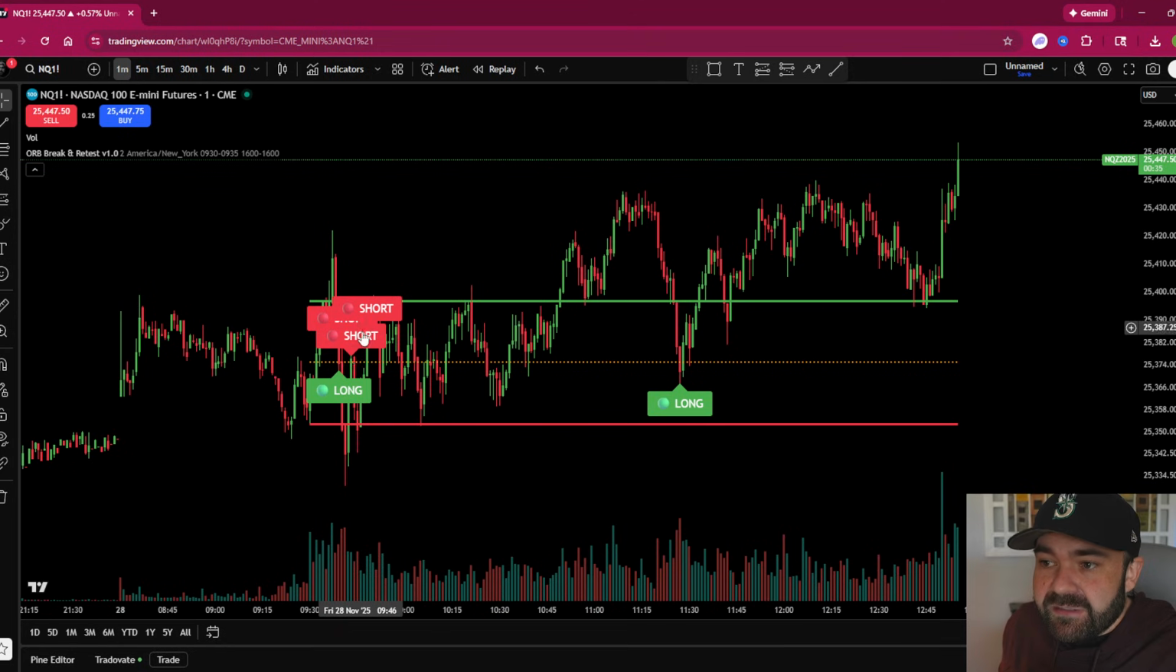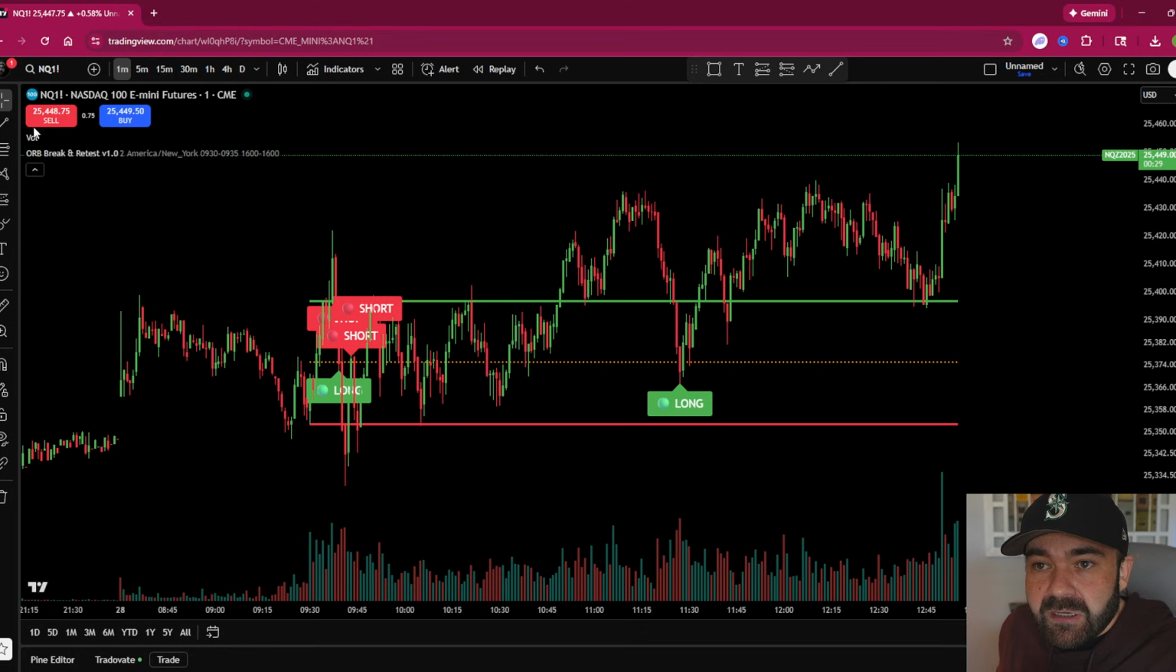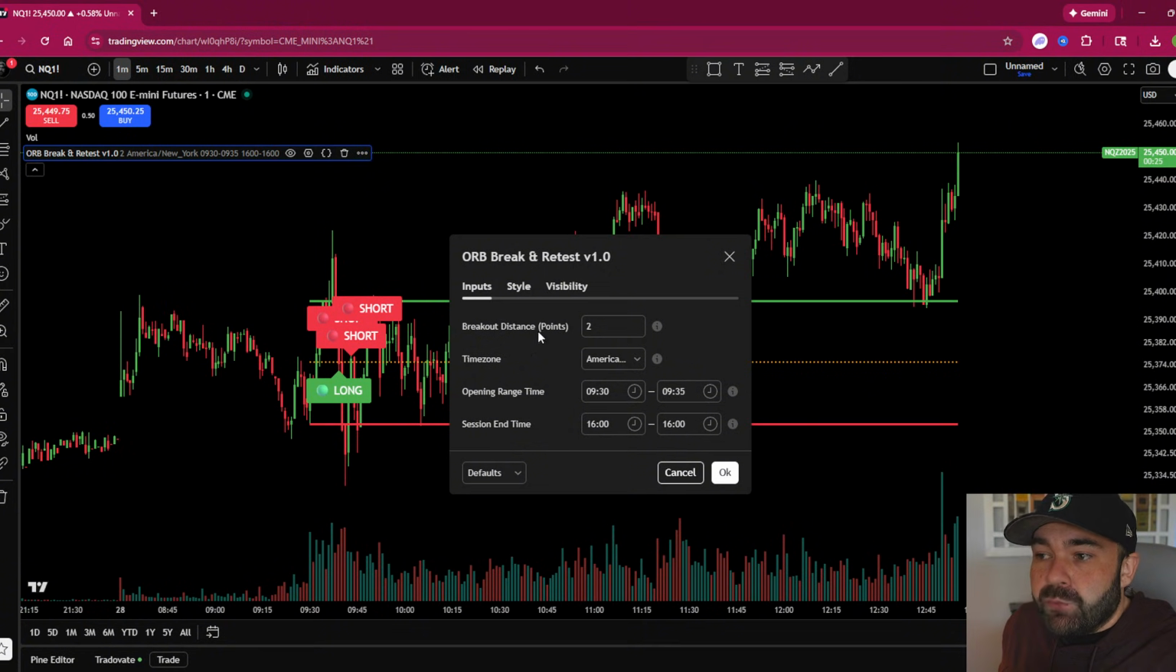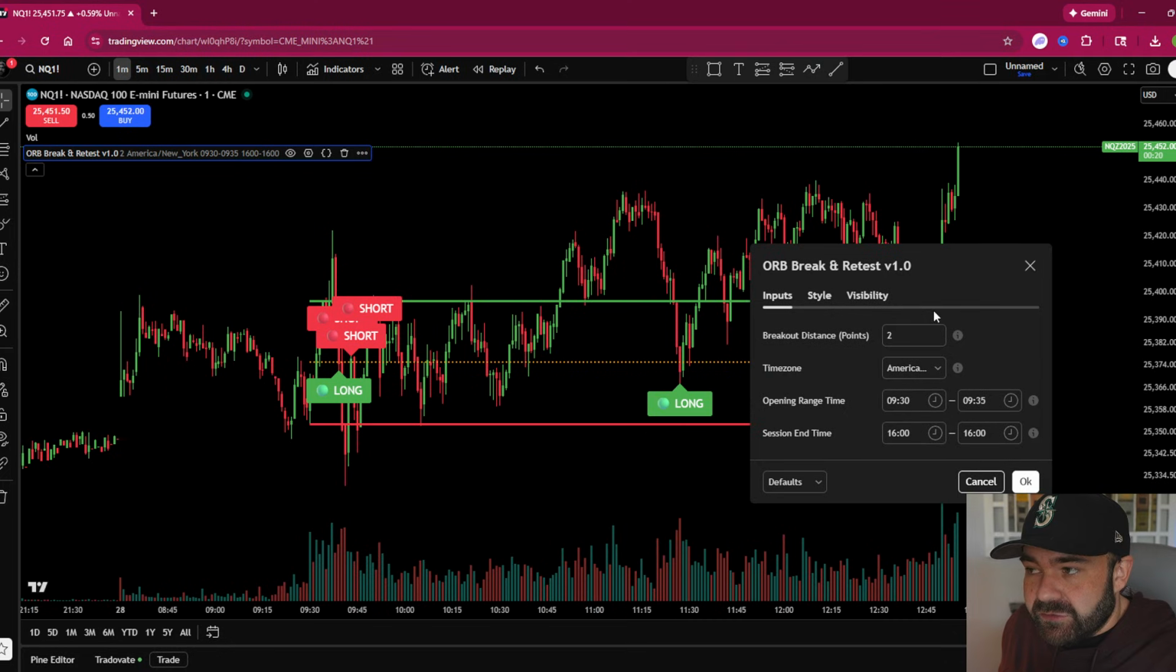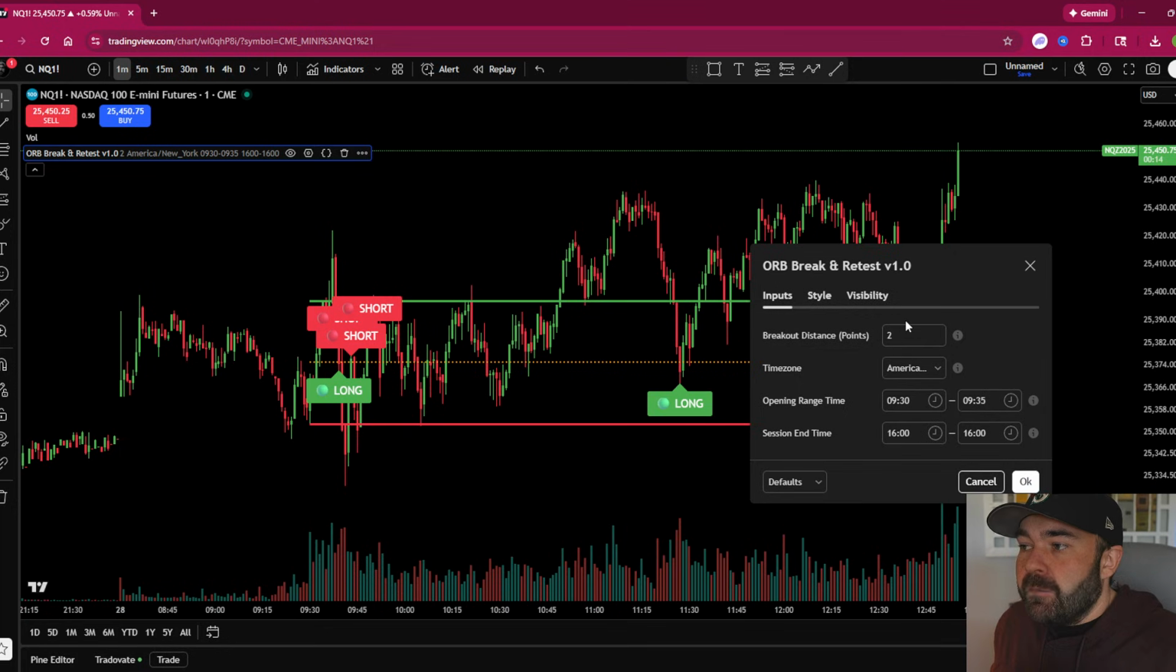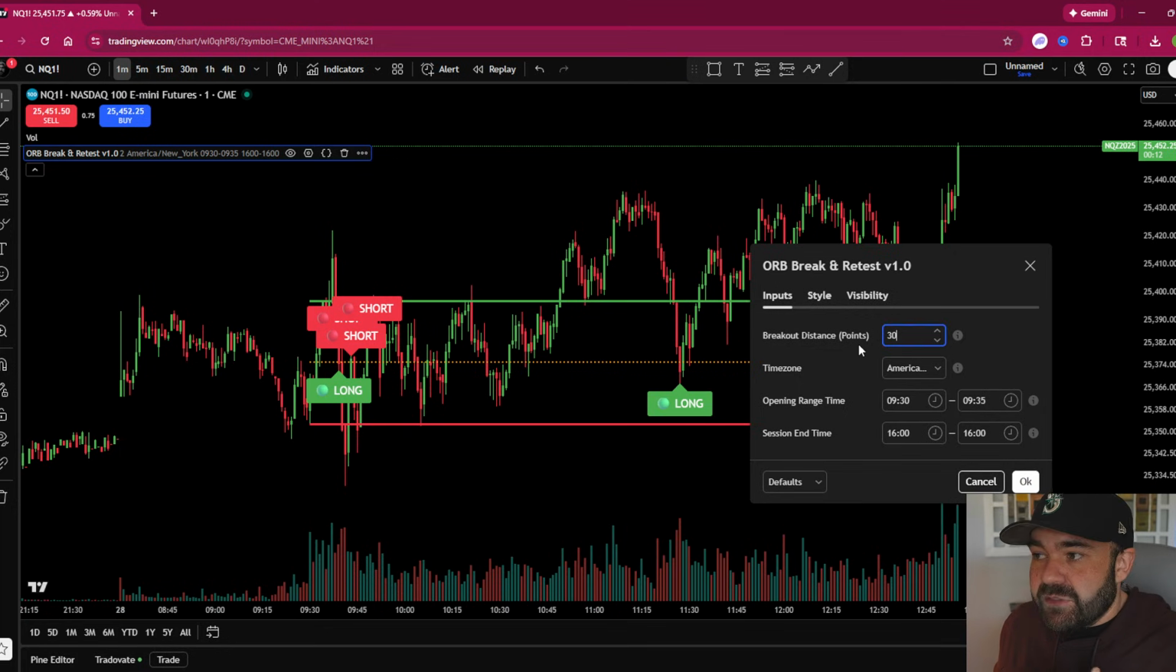Now, this is overwhelming. There are settings you have to change based on which ticker you're looking at. So, up here in the top left, come into the indicator and go over to the settings. Now, breakout distance, the points on NQ, is set at 2. This defaults to 2. That is far too low on NQ because NQ can move hundreds of points in a day. My personal preference is 30 points.